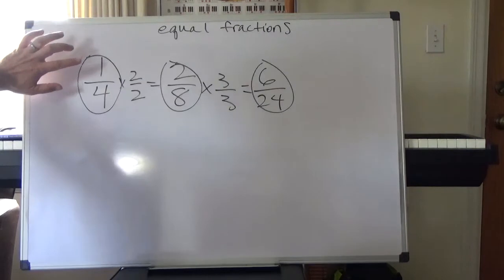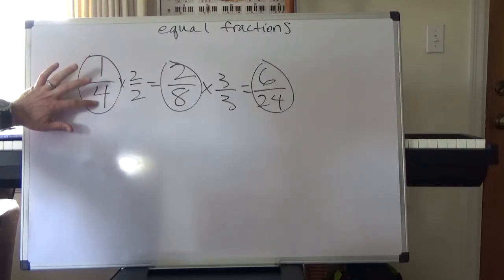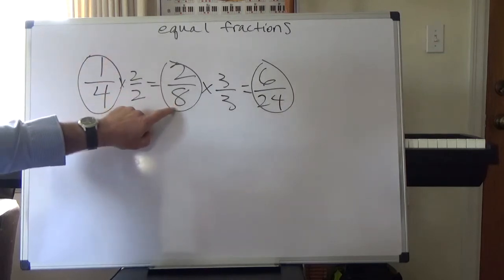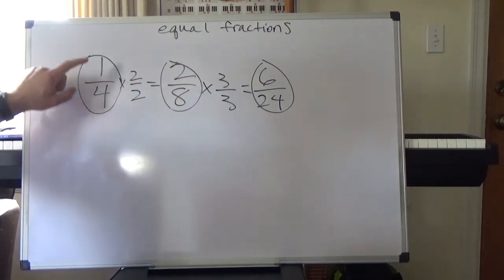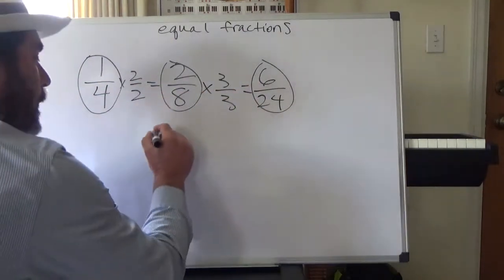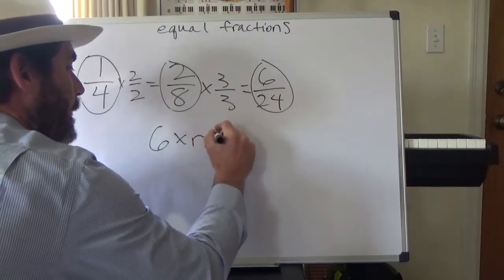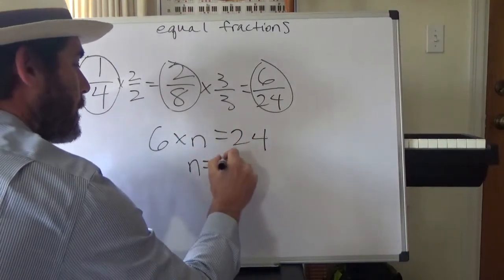Now in this case, I would have to multiply this times 4 to get this. This denominator is 4 times the numerator. 24 is 4 times 6, right? 6 times n equals 24. What's the value of n going to have to be? It's going to be 4.